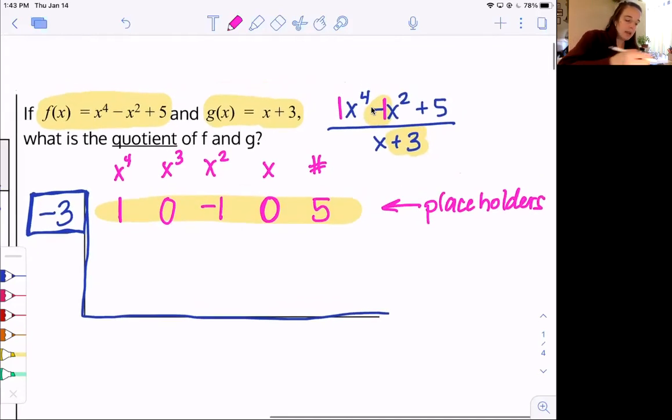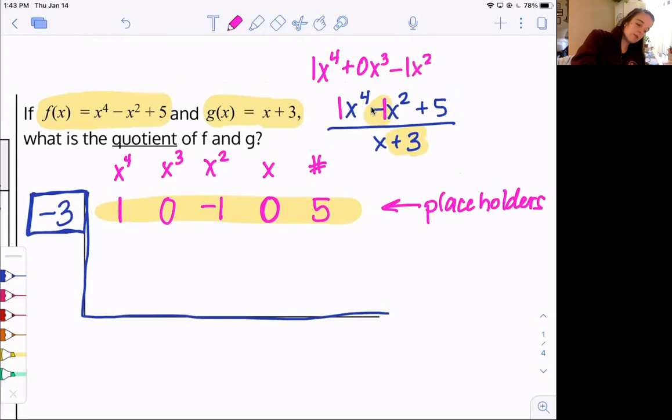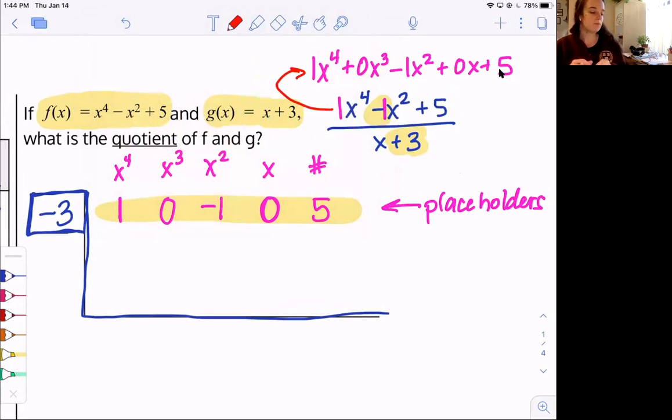Some people, I know in my previous classes, sometimes like to write 1x to the 4th plus 0x to the 3rd minus 1x squared plus 0x plus 5. They like to turn this portion here into this first. That helps them to see, oh, it's going to be 1, 0, -1, 0, and 5. So some people like to do it that way, but you don't have to. Cool. Okay, so I've set it up.